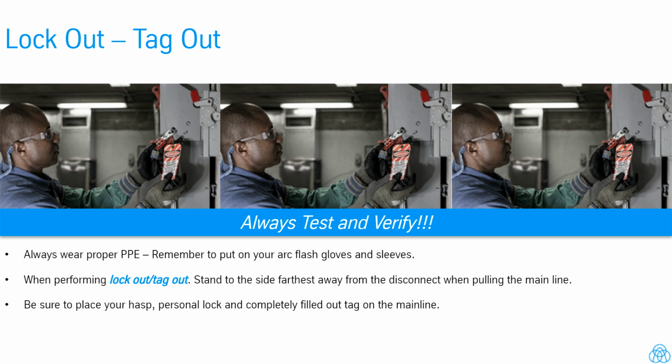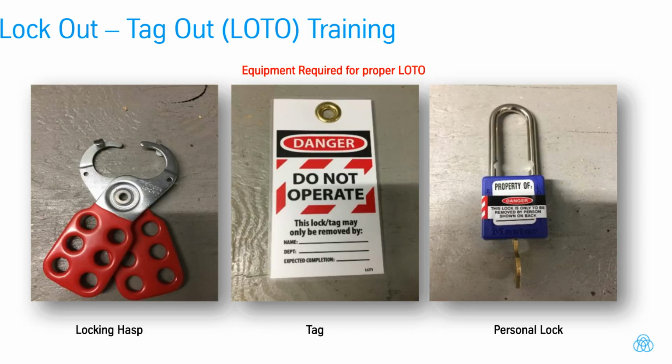Lockout, tag out. Always wear proper PPE. Remember to put on your arc flash gloves and sleeves. When performing lockout/tag out, stand to the side farthest away from the disconnect when pulling the main line. Be sure to place your HASP, personal lock and completely filled out tag on the main line. Always test and verify. Equipment required: HASP, tag and personal lock.